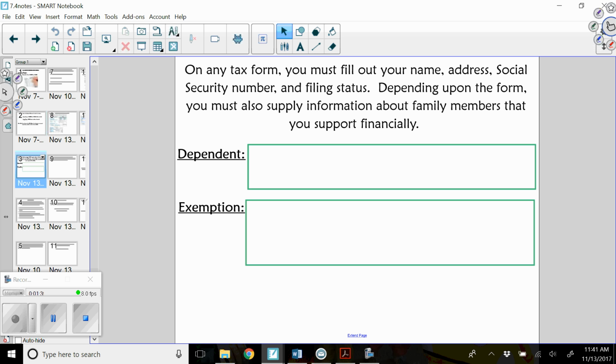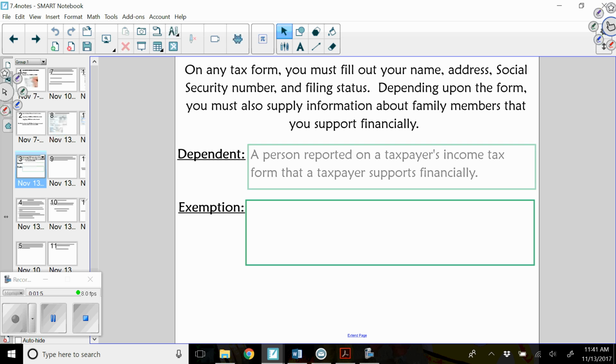On any tax form, you must fill out your name, address, social security number, and your filing status. Depending on the form, you must also supply information about family members that you support financially. So first of all, we need to know what a dependent is. That is a person reported on a taxpayer's income tax form that a taxpayer supports financially.